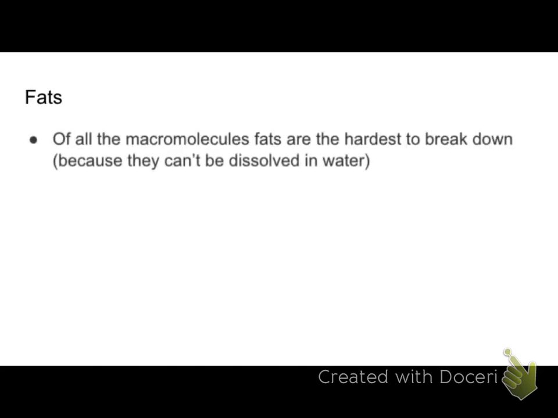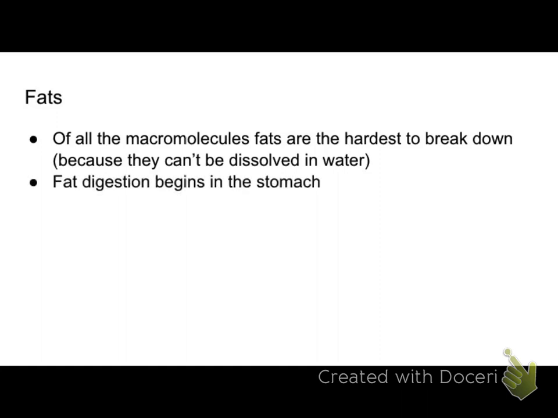Last, and the most complex to digest, are fats. Of all the macromolecules, these are the hardest to break down, because, as we learned yesterday cleaning up from our lab, they can't be dissolved in water. You may have experienced this if you've ever tried to mix oil and water together. They may turn into lots of tiny bubbles inside of each other, but if you leave them, they eventually settle out. They just don't mix. That's part of the problem with digesting these, because hydrolysis relies on the use of water to break them down. If they don't dissolve in water, this process becomes more difficult.